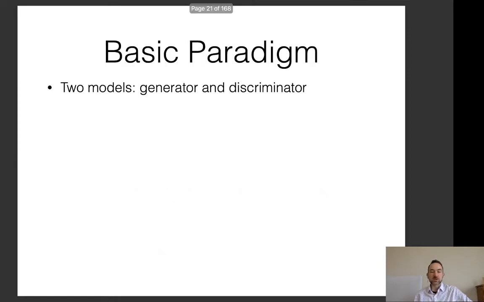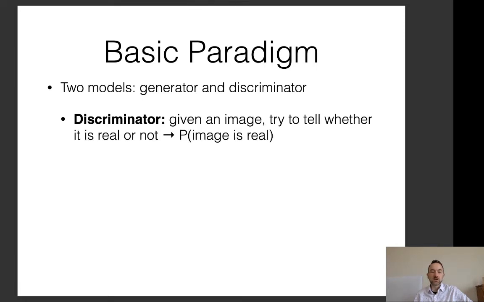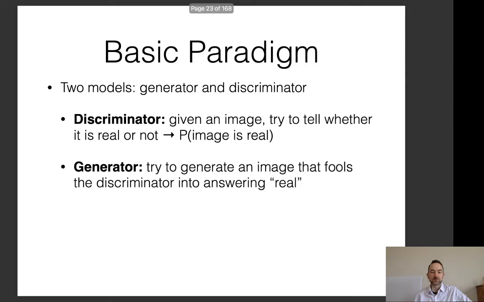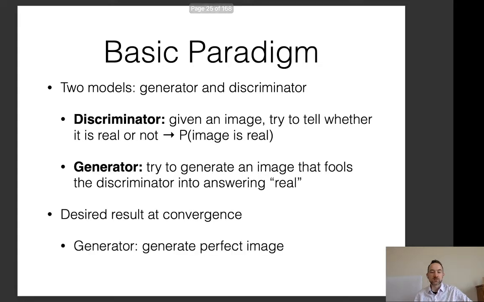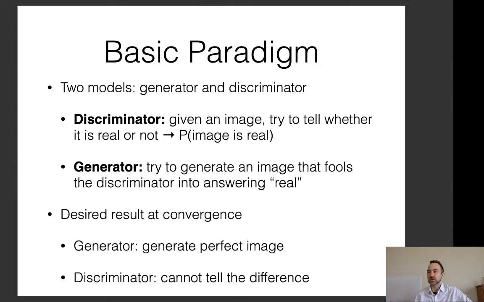So going into the basic paradigm, we have two models, a generator and a discriminator, which functions as an adversary. The discriminator, given an image, tries to tell whether it's real or not, so it calculates the probability that the image is real. On the other hand, the generator tries to generate an image or text or whatever other kind of output that fools the discriminator into answering real. The desired result at convergence is that the generator can generate perfect images and the discriminator cannot tell the difference between them.